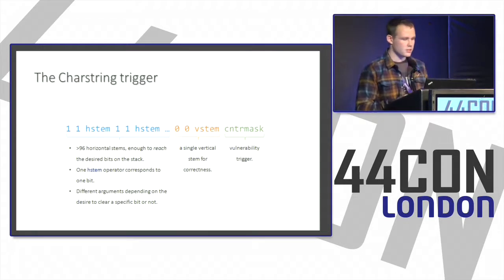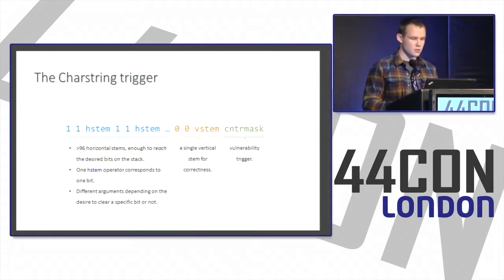So the trigger for this inside of the Charstring is very simple. You just have to invoke the hstem instruction a sufficient number of times, which has to be more than 96, which is the legal size. Then you have to have a vstem instruction called at least once to have a valid hint map, and you have to trigger the bug using the cntrmask instruction.